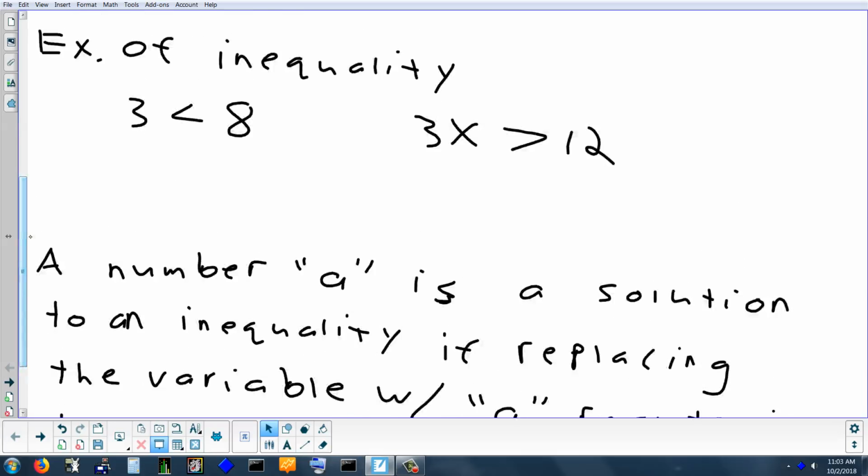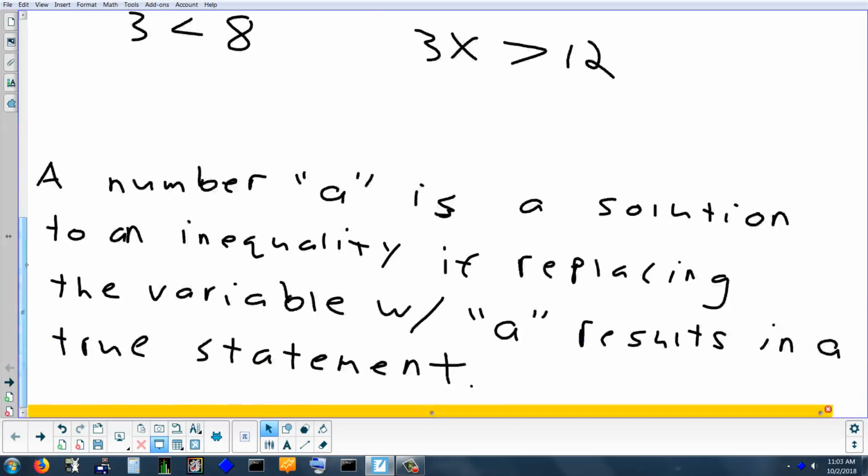So if I wanted to check if 0 was a solution, 3 times 0 is 0. 0 is greater than 12? No. So 0 is a number that's not a solution. Questions on that idea? All right.